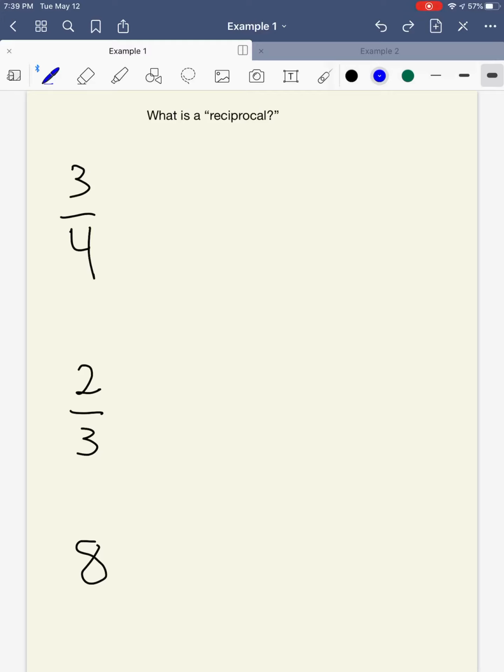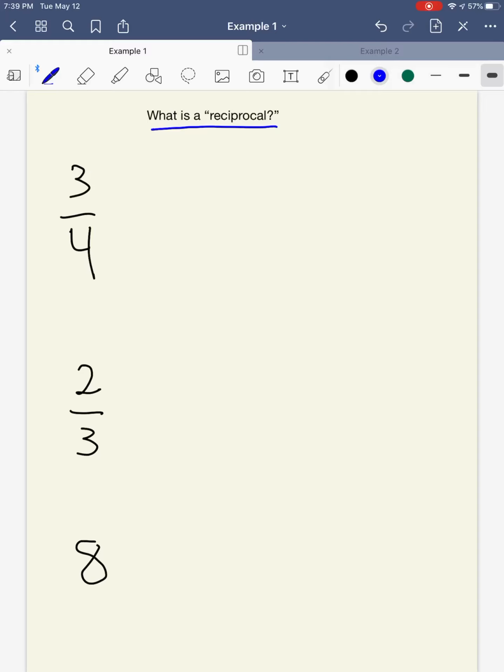But I want to show you this idea of something called a reciprocal. That's what this question up here is saying: what is a reciprocal? My guess is you haven't heard that word before. It doesn't come up often in conversation, but it is a handy term to know. So we're going to look at that right now.